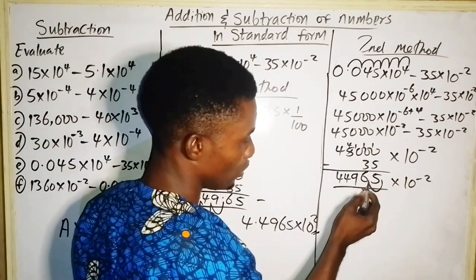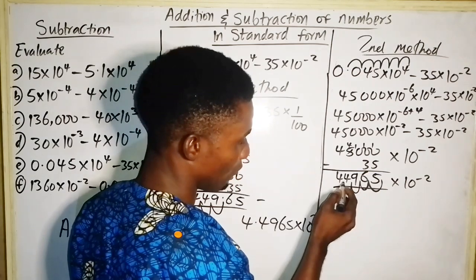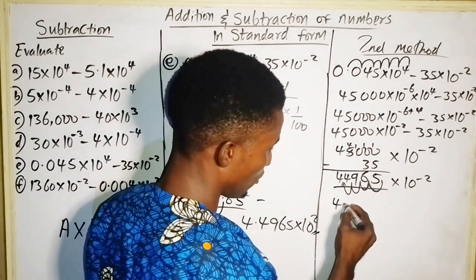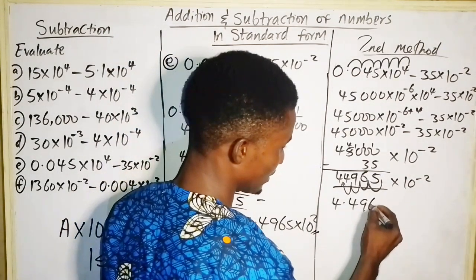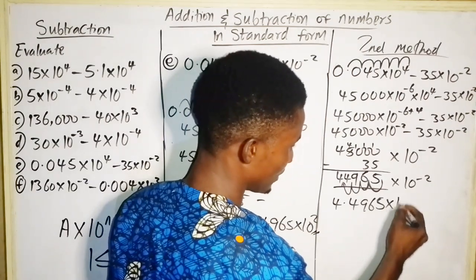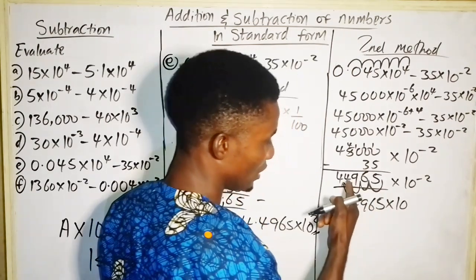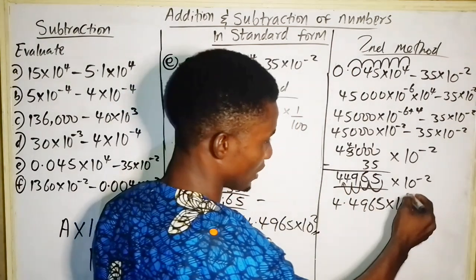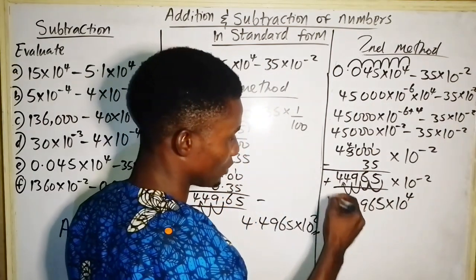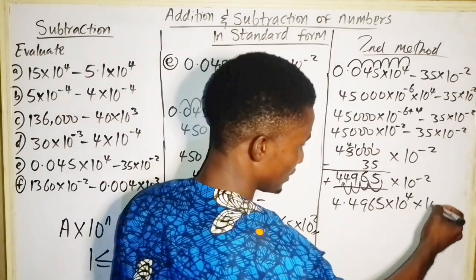So we have 1, 2, 3, and 4. So this will be 4.4965 times 10 raised to the power what? How many times did we move our decimal point? We moved it 4 times, and it is to the left-hand side, so it will be positive, times 10 raised to the power what?